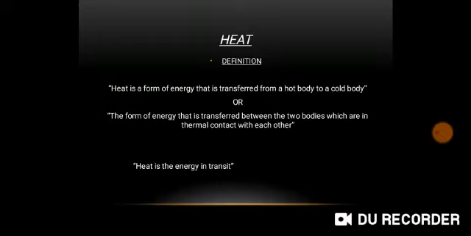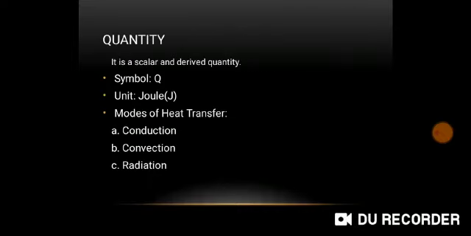Or heat can also be defined as the energy in transit. Heat is also called energy in transit because it is associated with flow or transfer of energy. It is a scalar quantity and it is a derived quantity. It is denoted with Q. Its unit is joule. Joule is the system international unit of heat. Calorie is another unit of heat.